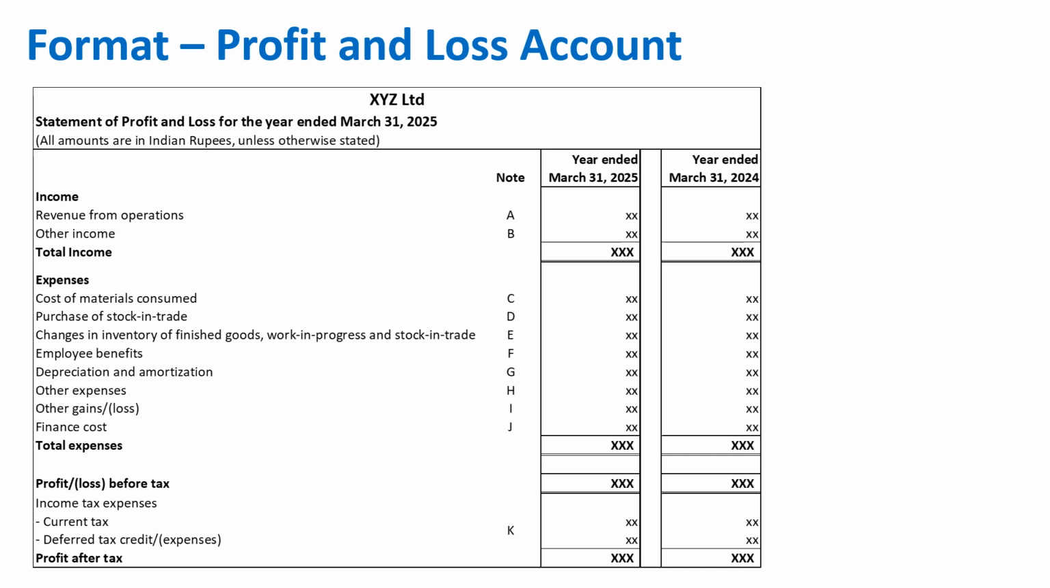If you see in the note, you have A, B, C, D till J. I am going to explain each and every line item in upcoming slides so you have more clarity about these items. Then you have profit or loss before tax, that is your total income minus total expenses. And once you have profit before tax, in short it is called PBT, from there you need to deduct current tax and deferred tax expense, or if there is any credit that has to be adjusted, then you derive profit after tax.